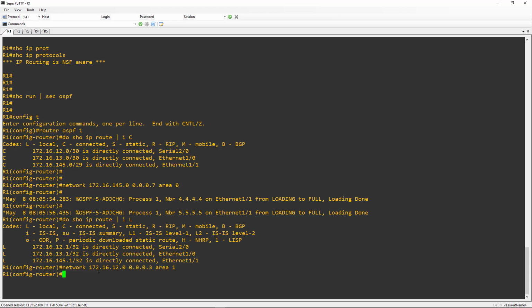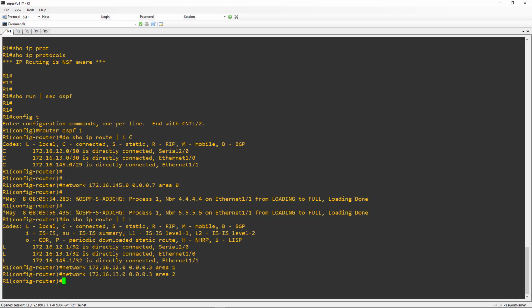We're going to go ahead and put that into area 1. And then finally 172.16.13.0, 0.0.0.3. And we're going to put that interface in area 2. All right. So it doesn't really matter how you implement the network statements. The network statements themselves don't technically define what gets advertised. What's configured on the physical interfaces is what's going to define what gets advertised, okay?